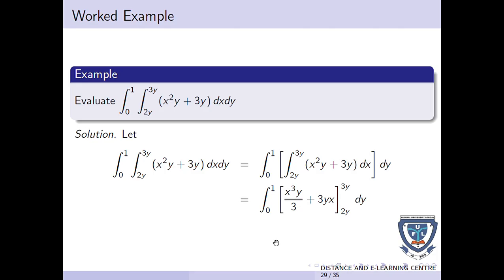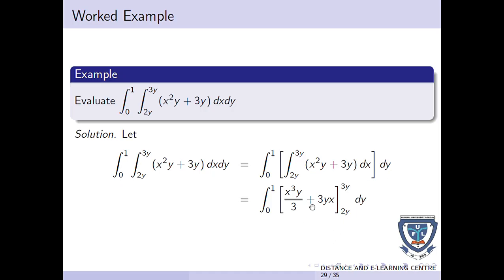Now let's look at more worked examples. We should evaluate the integral from 0 to 1 and the integral from 2y to 3y of x squared y + 3y dx dy. Solution. Let this double integral be equal to the integral from 0 to 1, in brackets, of the integral from 2y to 3y of x squared y + 3y dx, then dy. So you integrate first with respect to x, then lastly with respect to y. When you do it properly, this is what you're going to have.